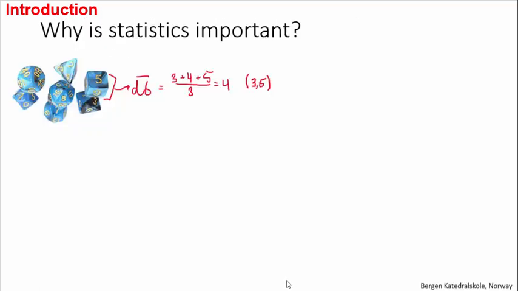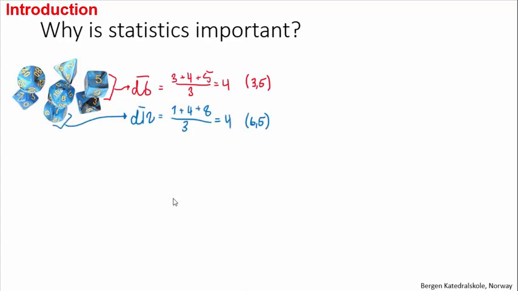But why does IB have this emphasis on statistics? Well, let's say you just discovered polyhedral dice and you want to check out the D6. You don't have the math yet to know that its average is 3.5. So you do some measurements. You get a 3, a 4, a 5, divide by 3 and you get a 4.